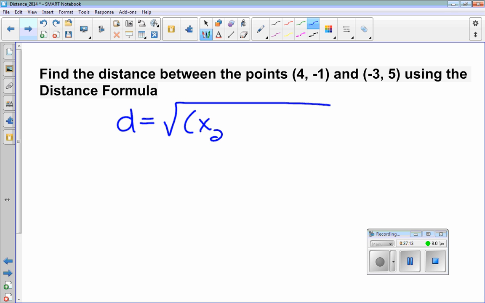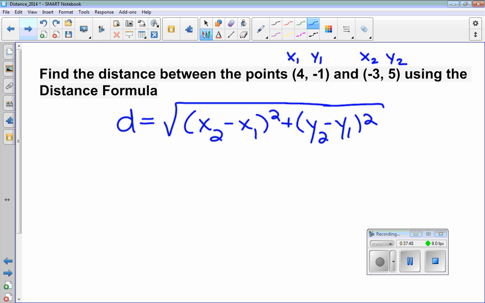My question is, which one is point 1 and which one is point 2? How do I know? Is the first one given to us always point 1? Does it matter? Doesn't matter as long as you're consistent. If you're going to call this point 1, then it needs to be point 1 all the time. I don't care what point you call it. So at the beginning, I kind of like to write the little letters above it, just so I know where they go in the formula.